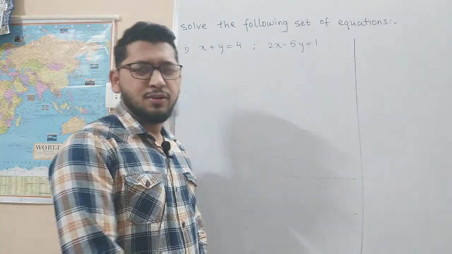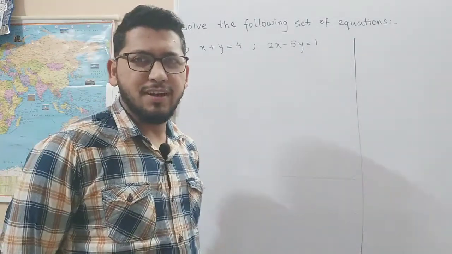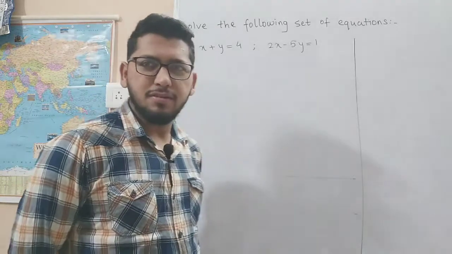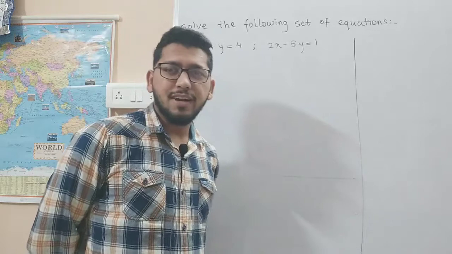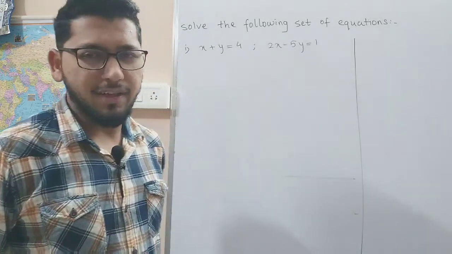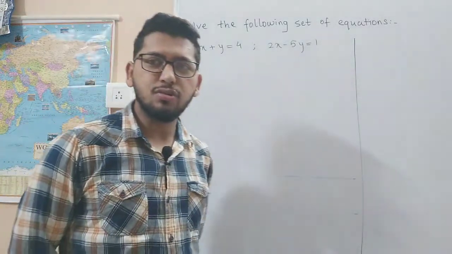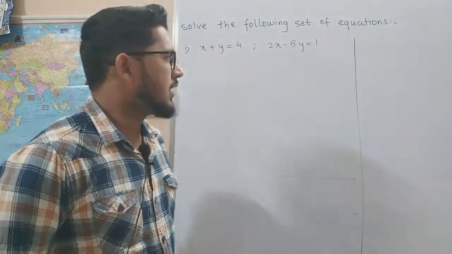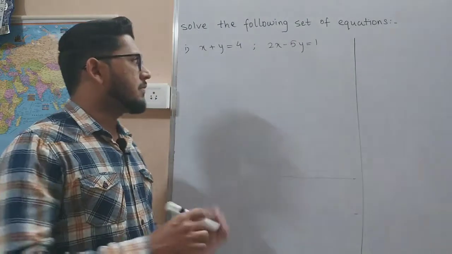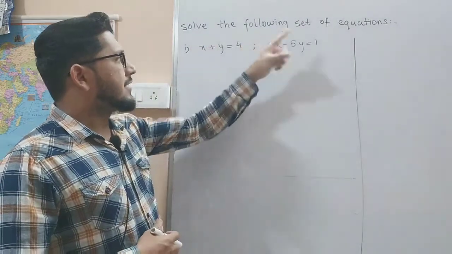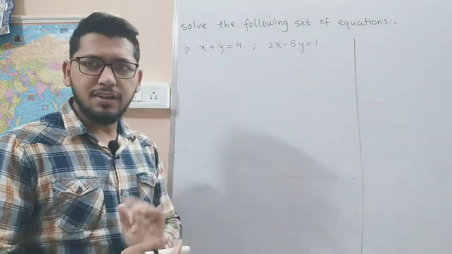Students, so today we are going to start the new examples of the linear equation in two variables. As you know, we have started the new topic from 9th standard, that is linear equation in two variables. Here we will solve the example from practice set 5.1. Solve the following set of equations, and there are two equations given.